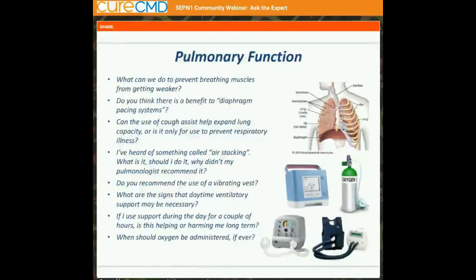Daytime ventilatory support may be needed. I think the general thing that I always look for is progressive fatigue during the day, feeling the need to take a nap, or even just sort of nodding off. Any of the signs that we would all attribute to having had poor sleep. Certainly, if you start to see those during the day, that should alert you that something may not be right either at night or even during the daytime.